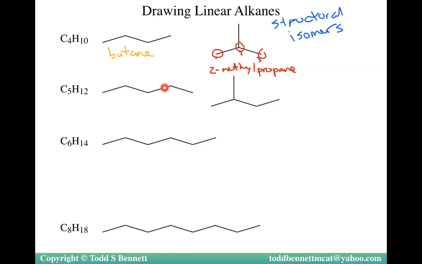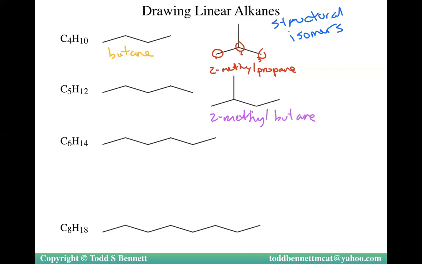5 carbons is the longest possible chain. There's only one long chain one. But if I shorten the chain from 1, 2, 3, 4, 5 to 1, 2, 3, 4, then I can have a methyl just like I did up here. So this is pentane. This is 2-methylbutane. And why do I choose 2 and not 3?